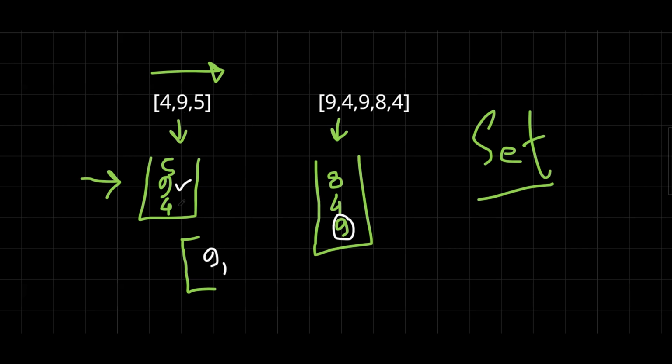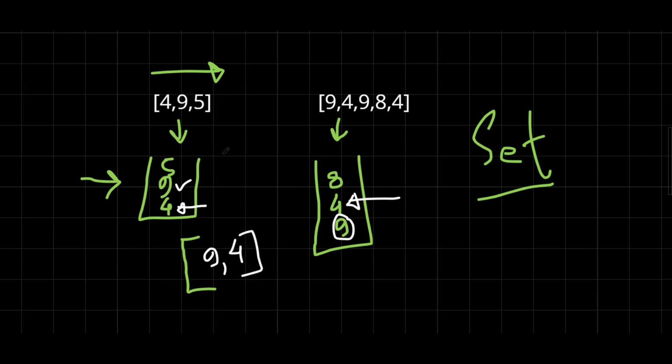Now we have to check the element 4. So here we have to determine whether the element 4 is present in the second set or not. So we have seen that the element 4 is present in the second set. So we can conclude that the element 4 is also an intersection element. So we have to add the element 4 here.